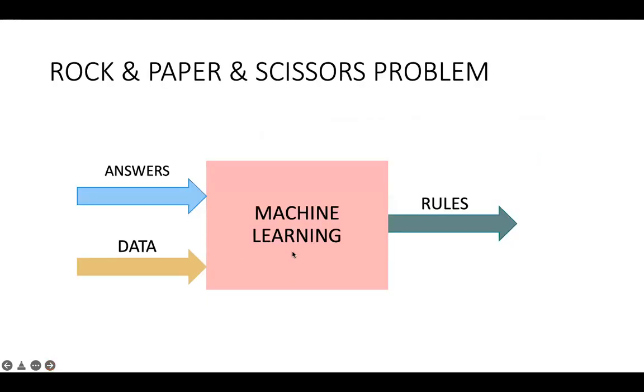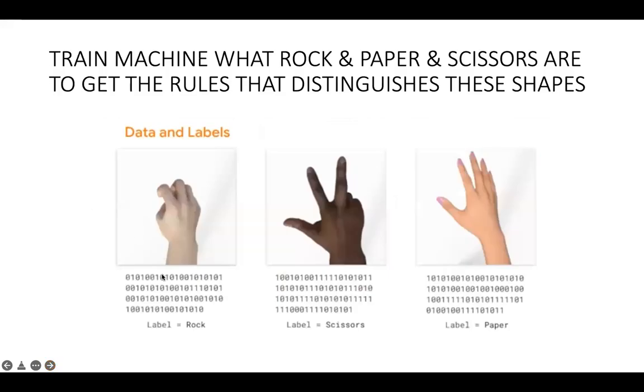And in machine learning, we do the opposite. We provide data with answers and we extract the rules. So we can label rock, paper, and scissors to identify the test data later on. So it helps us to distinguish these shapes.